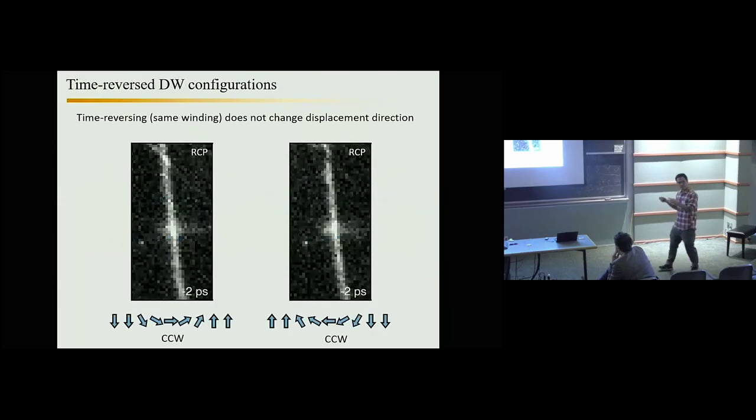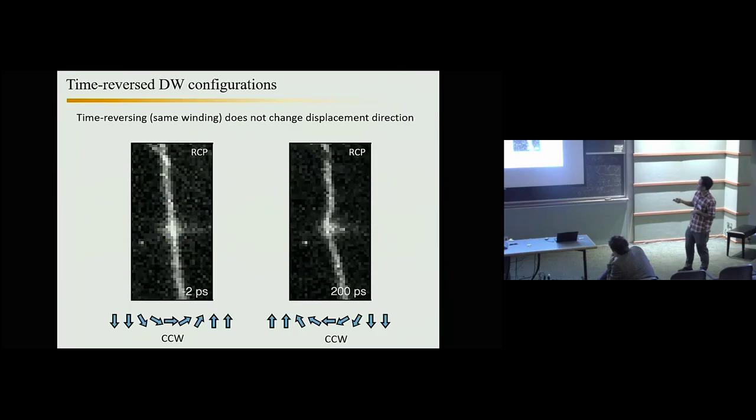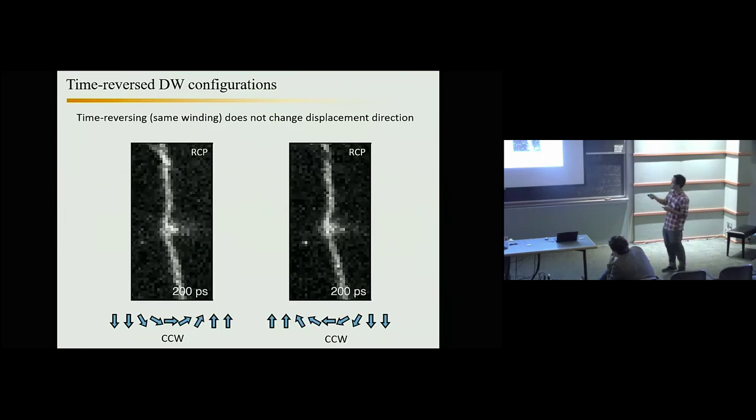And I'm going to tell you a little bit about how each type of domain wall reacts to circular drives. The first thing I wanted to show you is what happens if you find two domain walls with the same winding but are time reversed partners of one another, and you drive them with the same helicity of light. Let's look at one at a time. So it gets pushed to the left, and then this one also gets pushed in the same direction. So it seems like for the same helicity of light, time reverse partners get pushed in the same direction.